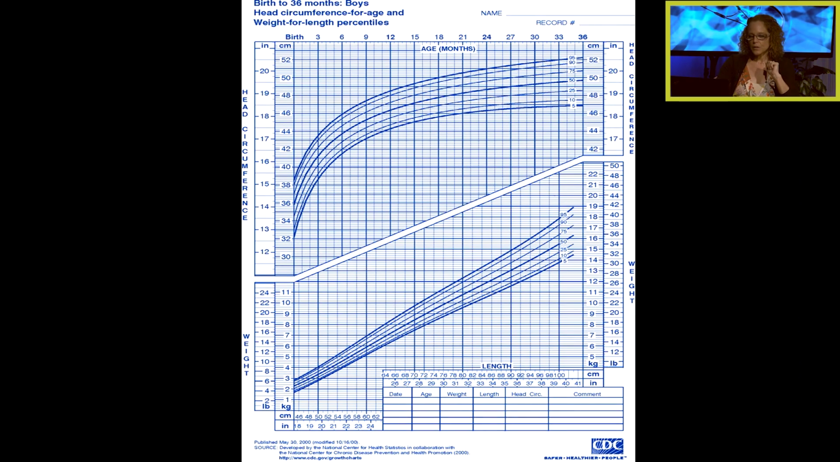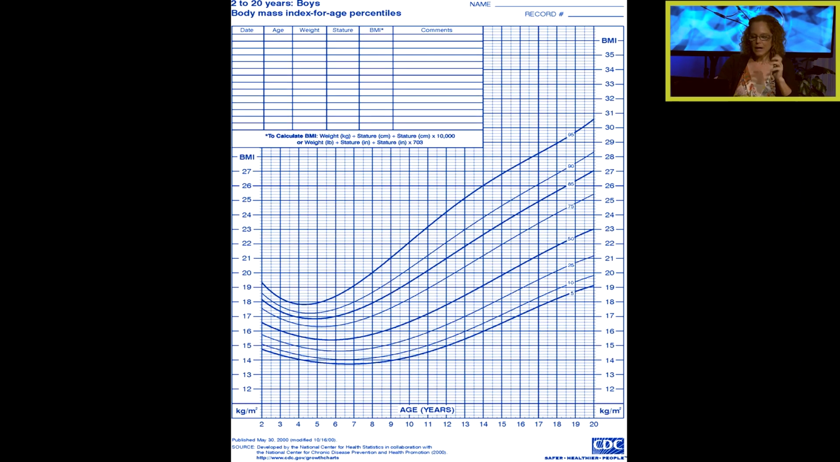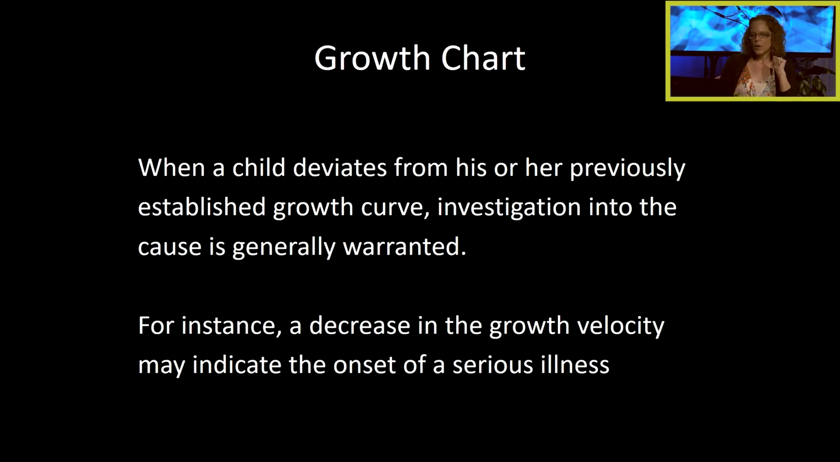Here's another one for males. Here's one for 2 years to 20 years for boys. So usually we measure from the age of 2 up to about 18 years old, or 20 years old is still kind of considered pediatrics. And here we see body mass index. Body mass index is also plotted on the growth chart. We're going to talk a little more about that later.